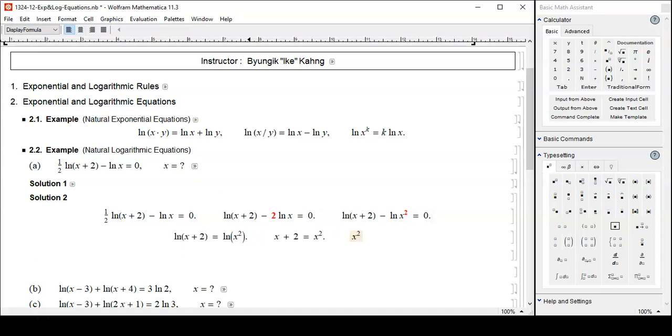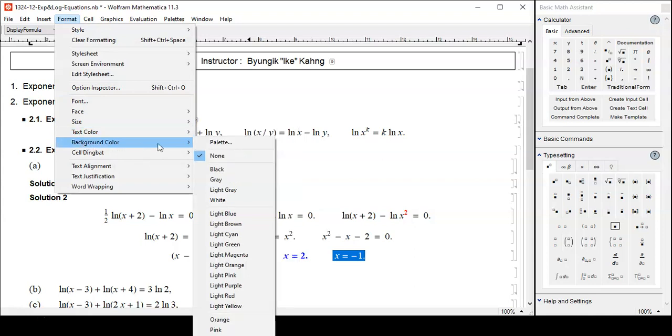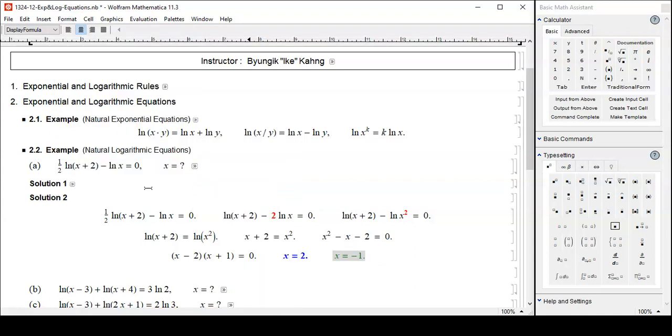So x squared minus x minus 2 equals to 0. Okay, and then we had x minus 2, x plus 1 equal to 0. From the first factor, we get x equal to 2. From the second factor, we get x equal to -1. And turned out this is a good solution, and this green is not a very good solution, because if we plug in x equal to -1 to this guy here, log of -1, that fails.